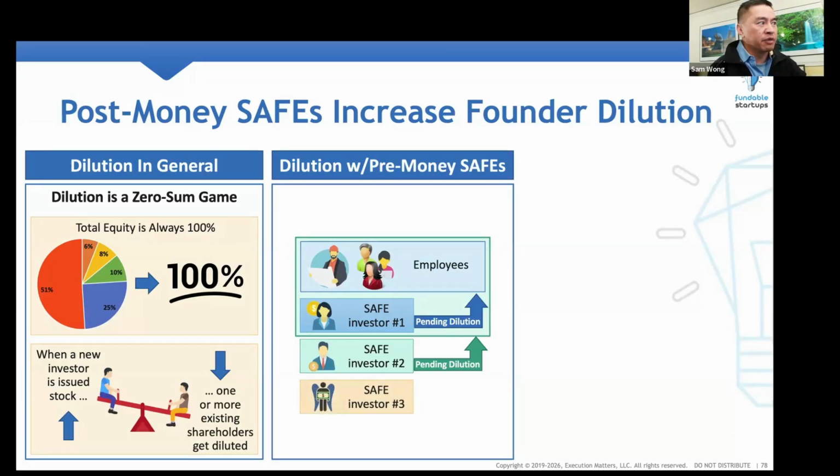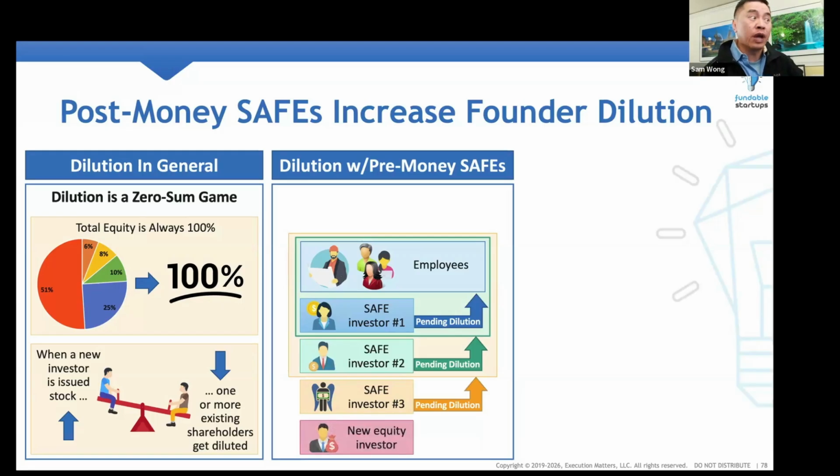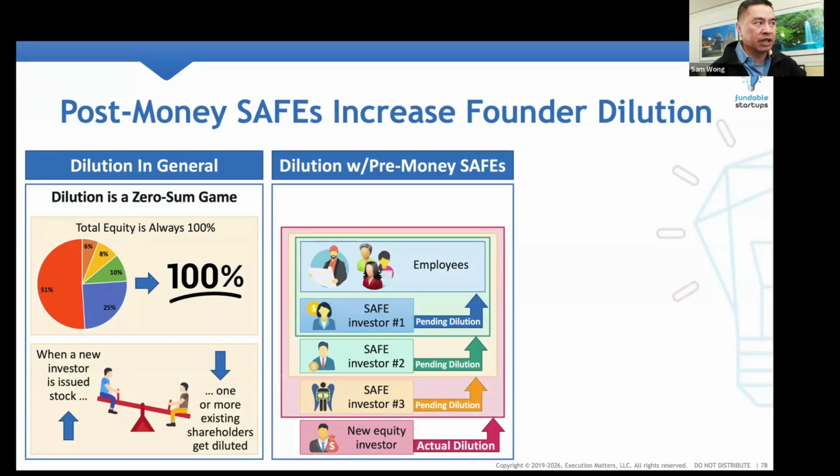Then safe investor number three comes in. They sign a safe and it results in pending dilution of employees and all previous investors. And then finally, a new equity investor comes in. Someone buys preferred stock that triggers the conversion of the safe into preferred stock, and that results in actual dilution now. So, how much dilution?